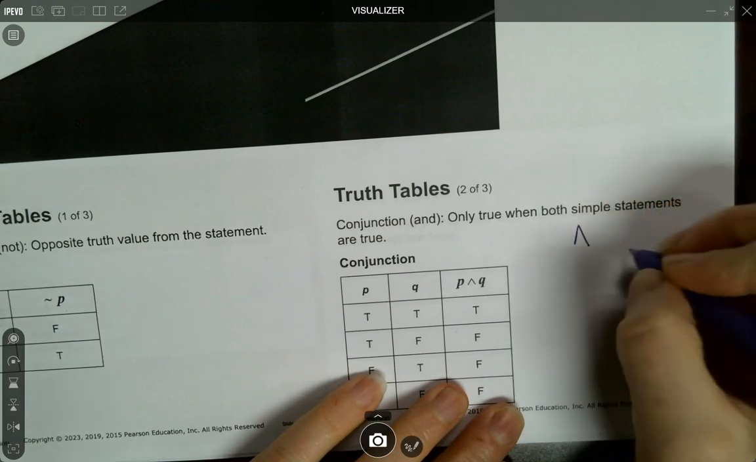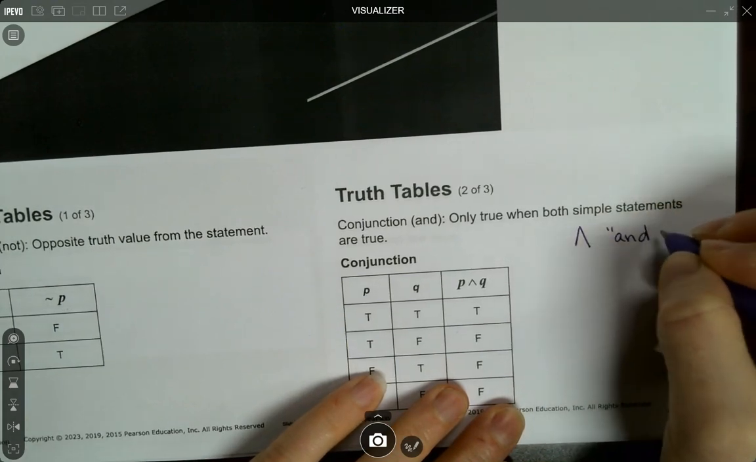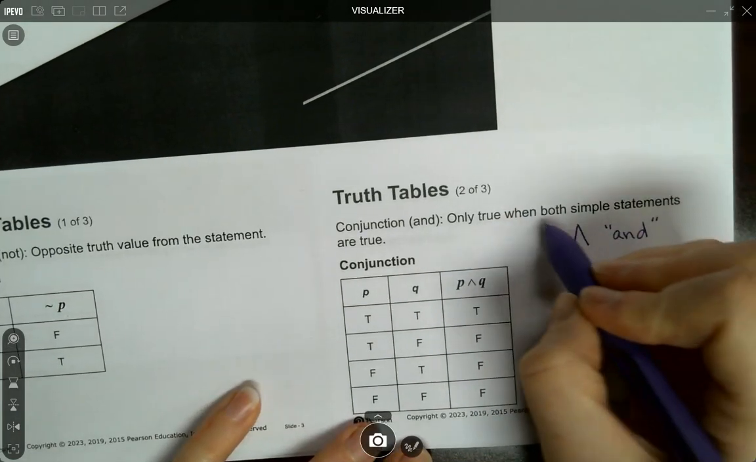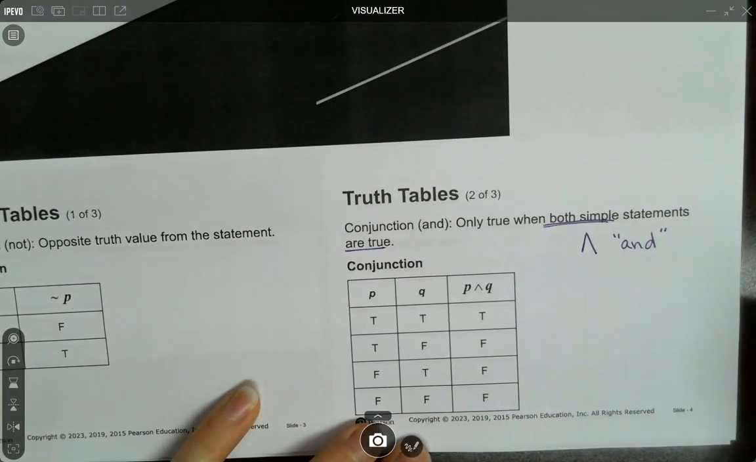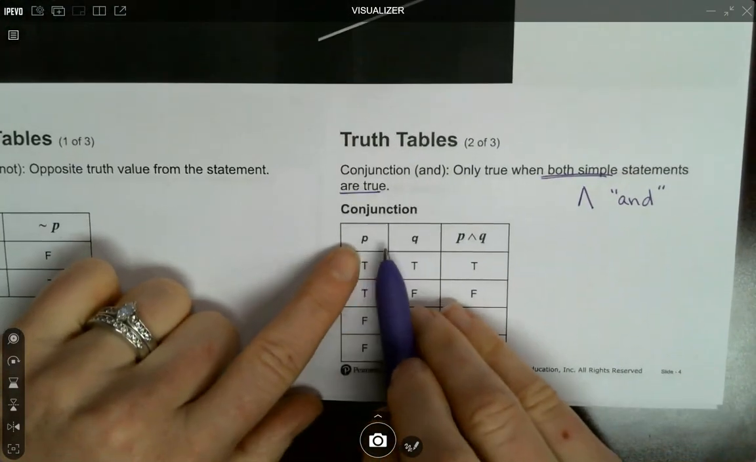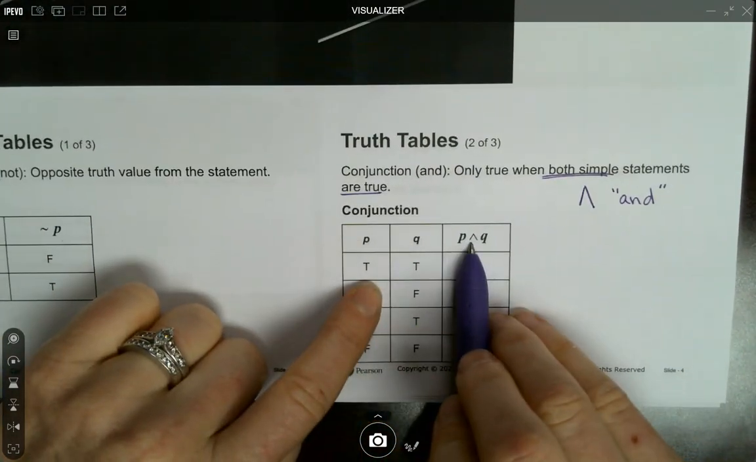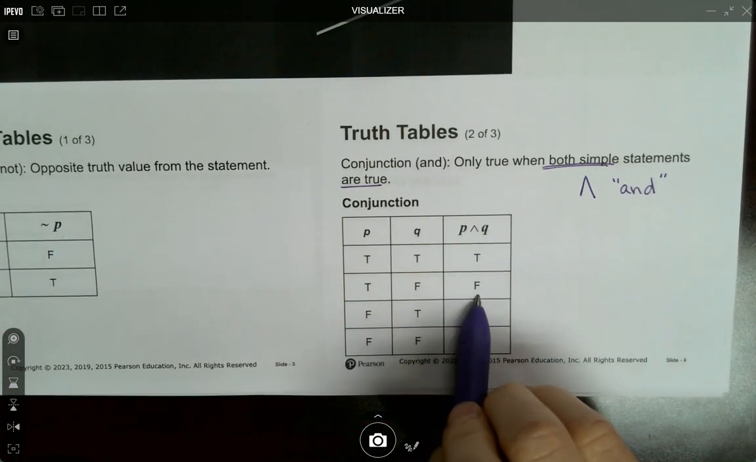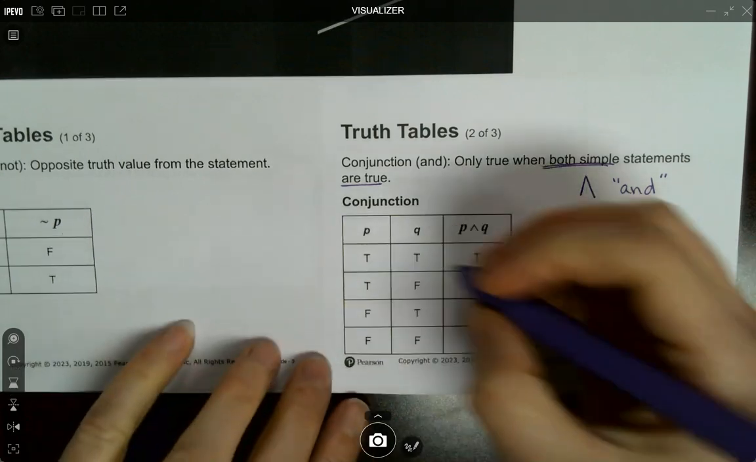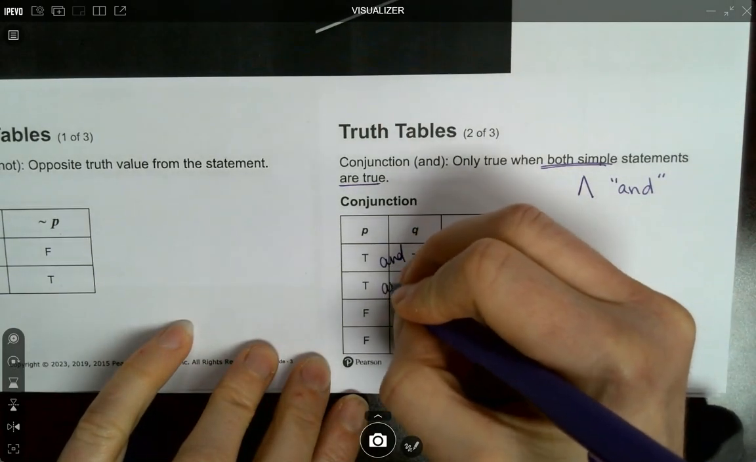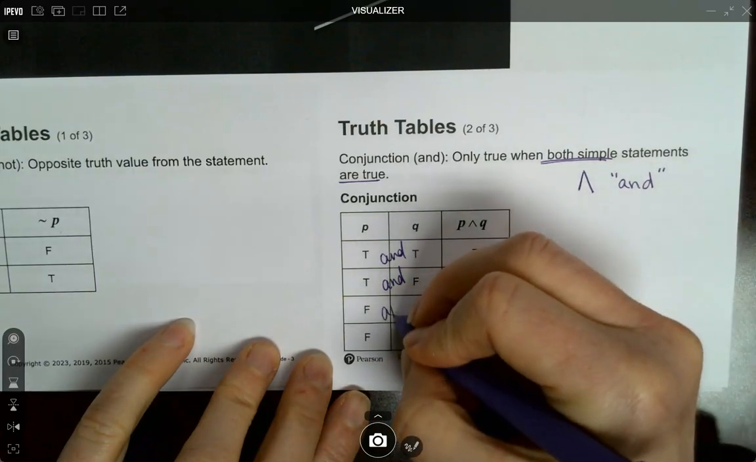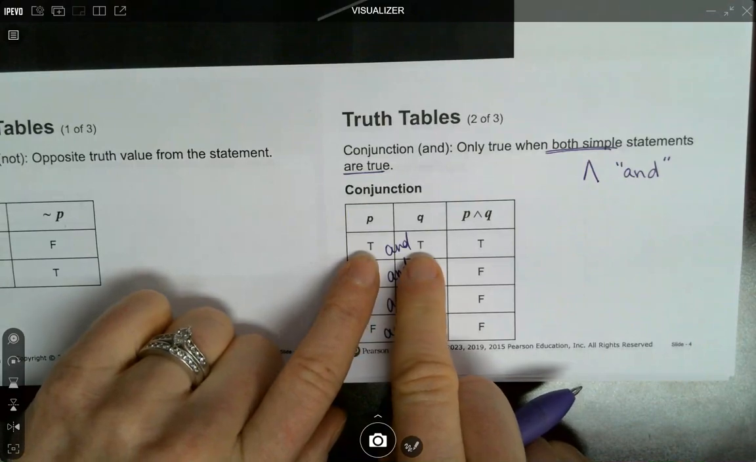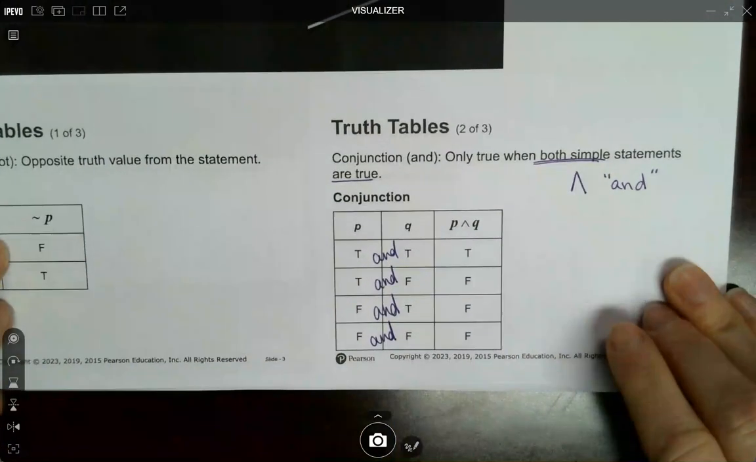Remember, conjunction is the and statement. In order for P and Q to be true, both have to be true. So P is true, Q is true, so P and Q is true. P is true, Q is false, P and Q is false. So I'm going to write the and between these. They both have to be true in order for P and Q to be true. So this is the only one that's true because they are both true.